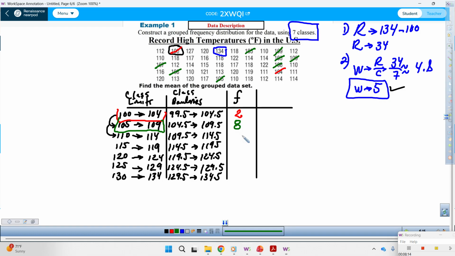All right, I helped you with those 2. You do the rest. I'll wait for you guys. I'll give you 2 minutes. Find me the rest of the frequencies. All right, here we go. The next class, I'm going to switch to blue. From 110 to 114, what'd you get, Terry?